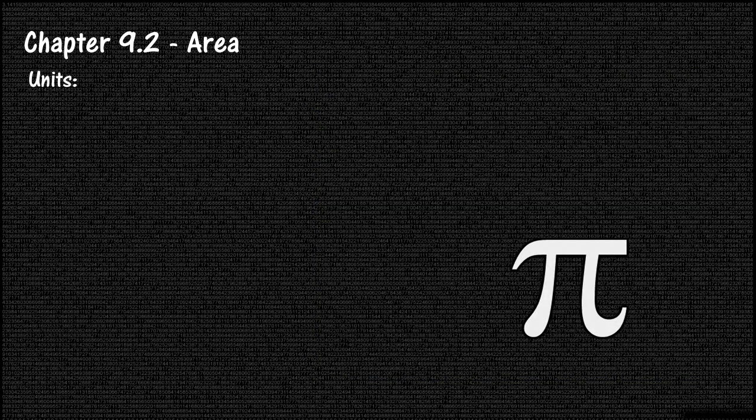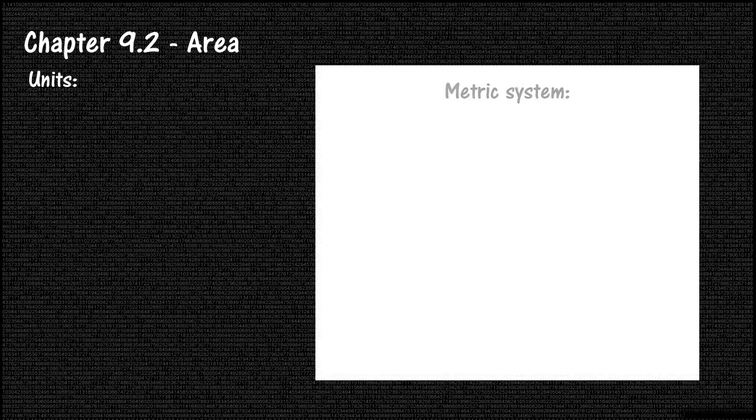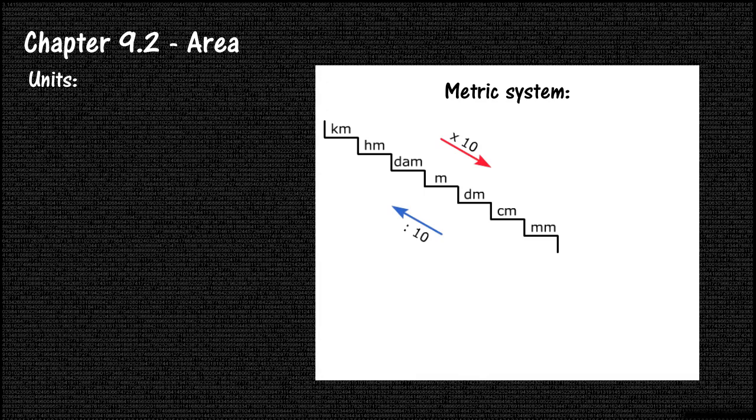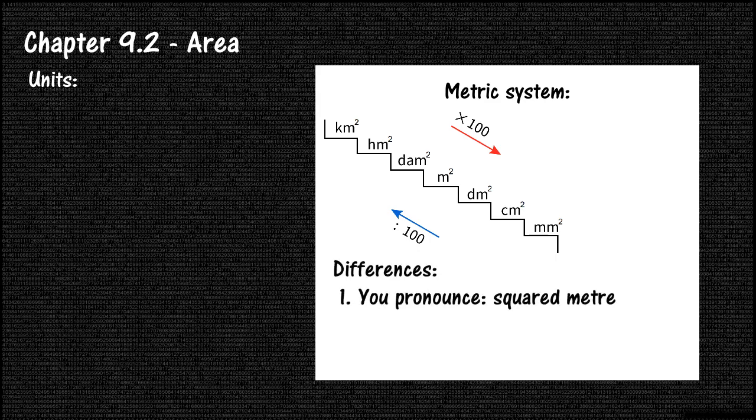Now that we know what area is, let's discuss how to work with its units. Just like the quantity length, the quantity area also uses meter as its base unit. The list is almost the same except for a few changes. First of all, instead of meters and centimeters, we speak of squared meters and squared centimeters. So every unit has a little 2 to denote that. Secondly, every step now has a factor of 100.